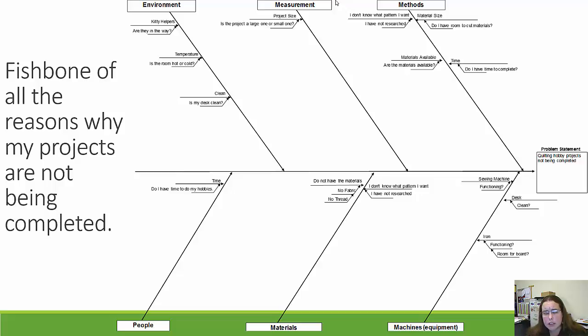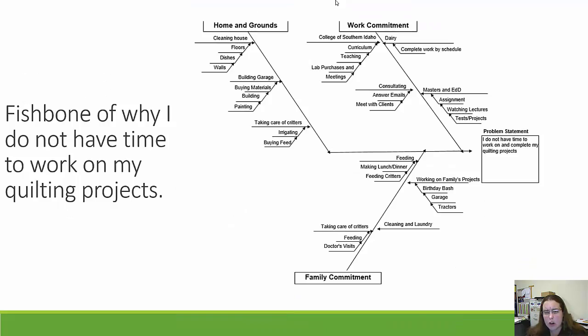My sewing machine is fairly new and it's functioning very well, so I focused more on the fact that I do not have time to complete my projects. And so I did a fishbone of all the things that occur with my time that I could brainstorm. And so things like work commitment.